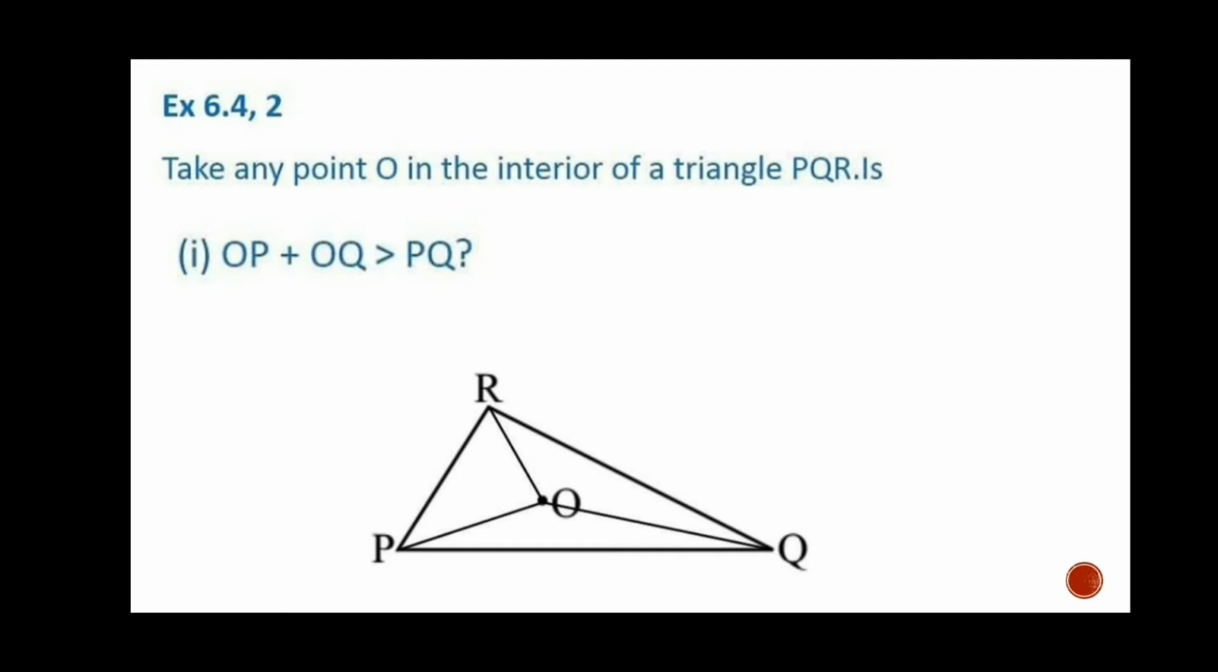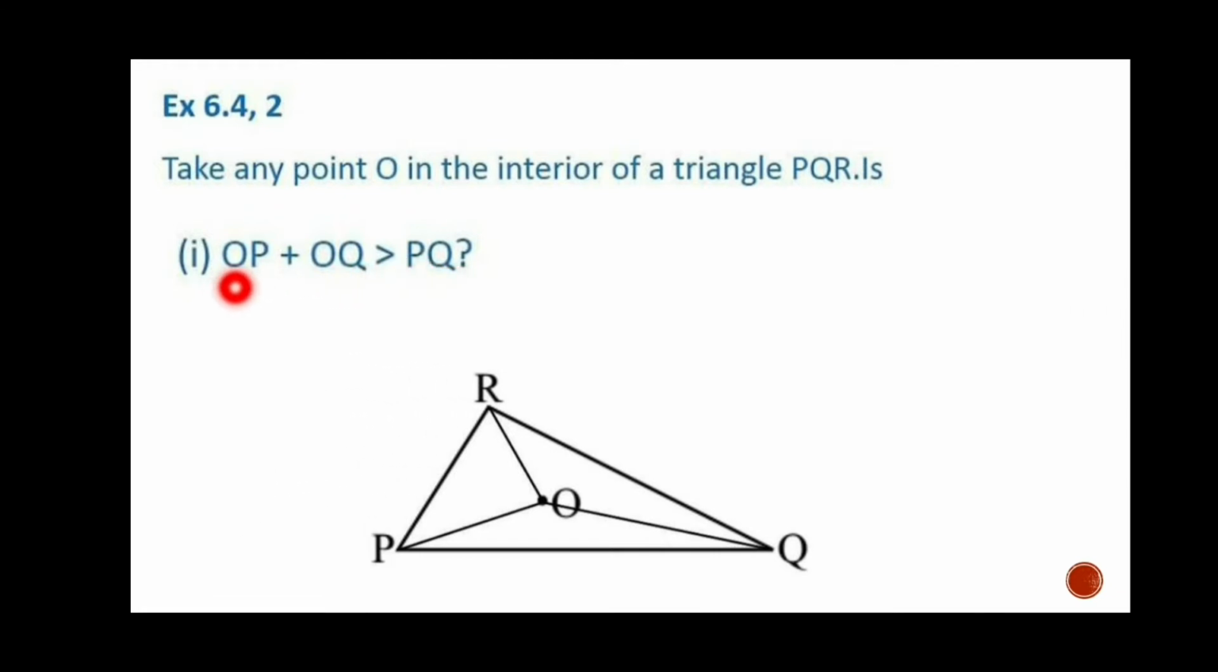Now the second question of this exercise is, take any point O in the interior of a triangle PQR. Then we have to prove that OP plus OQ is greater than PQ. Means in the interior of the triangle, point O is already given in the figure, and we have to prove that OP plus OQ is greater than PQ.